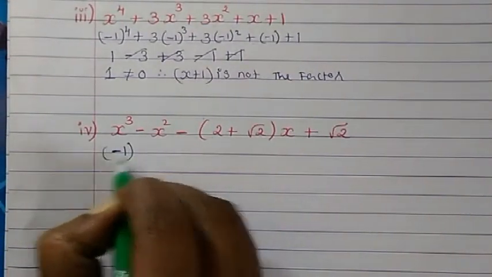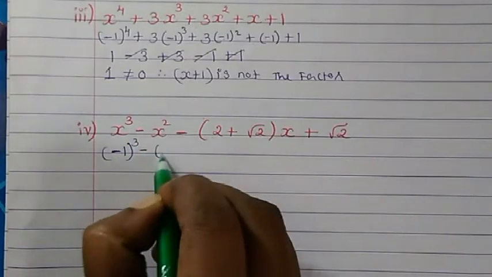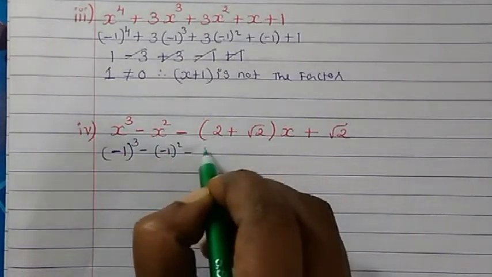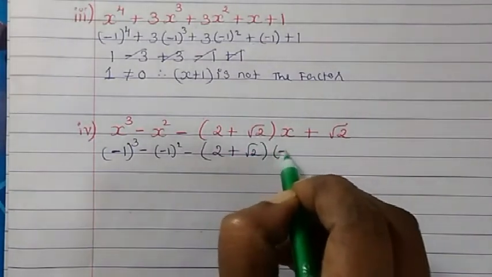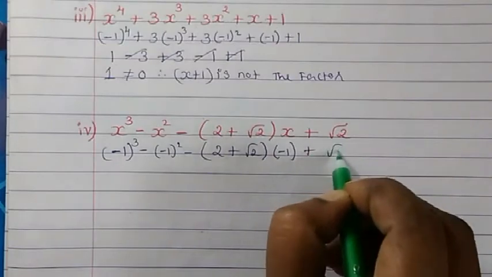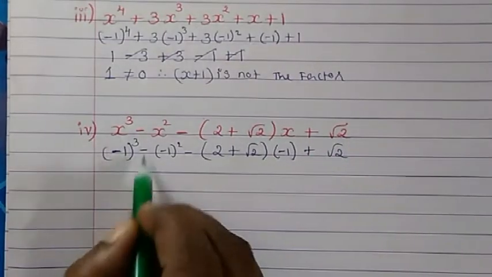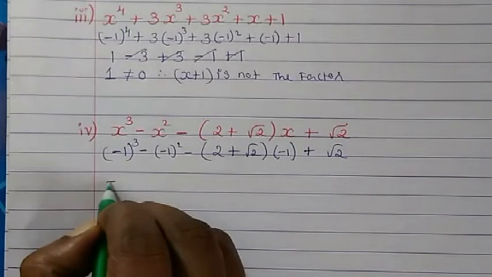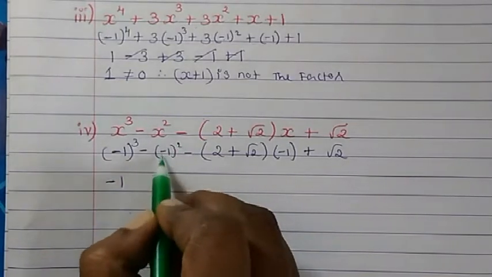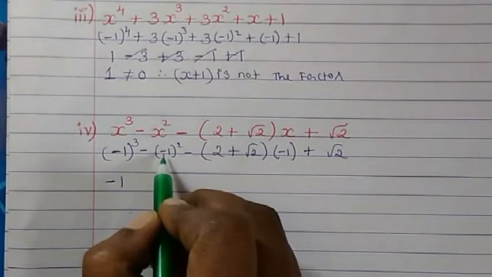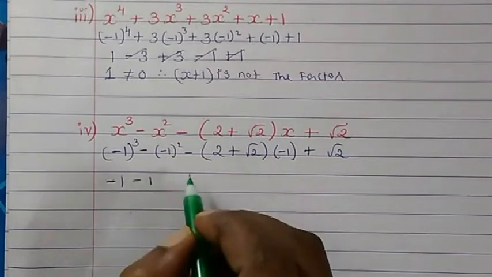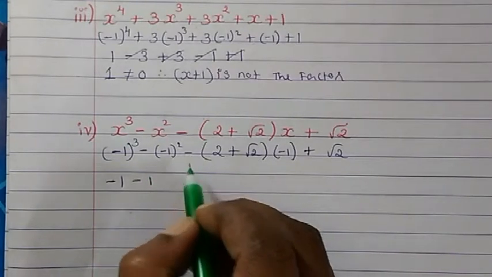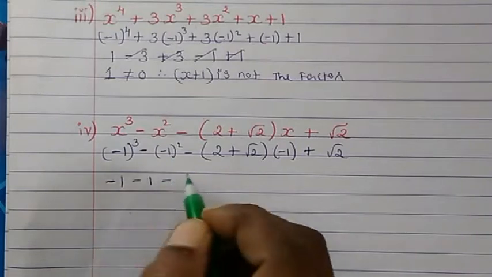So minus 1 cube, then minus 1 square, then 2 plus root 2. Here it will be minus 1 plus root 2. Again, if it is 3 times, then we will get minus 1. Now this will become 2 times, right? So minus into minus will become plus, so plus 1. Plus 1 into minus will become minus 1. Now this minus will keep as it is.